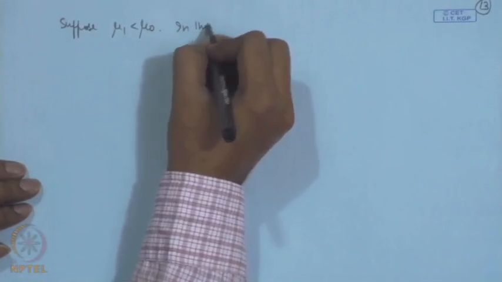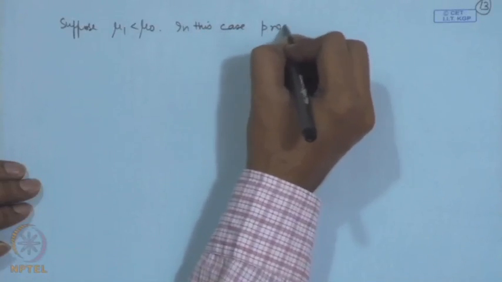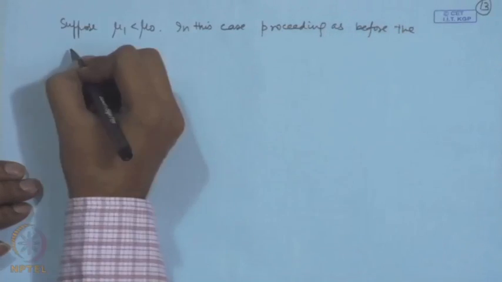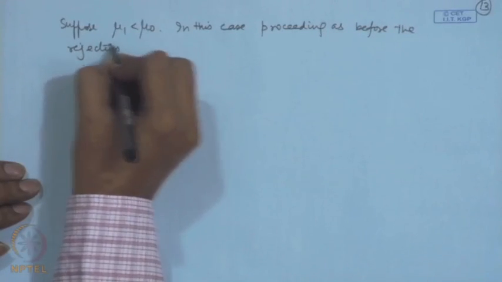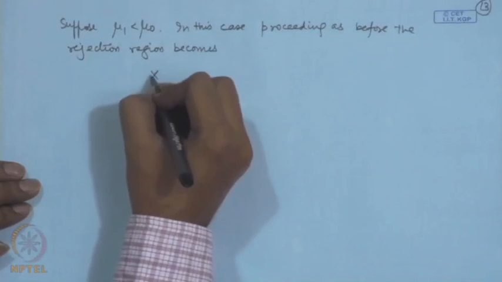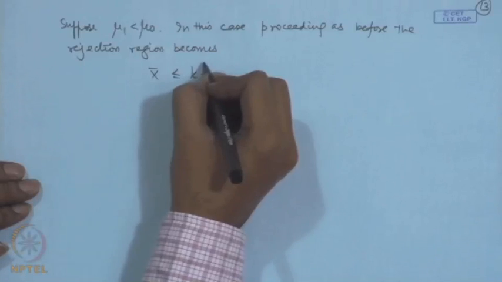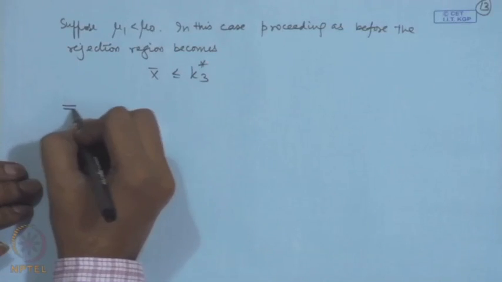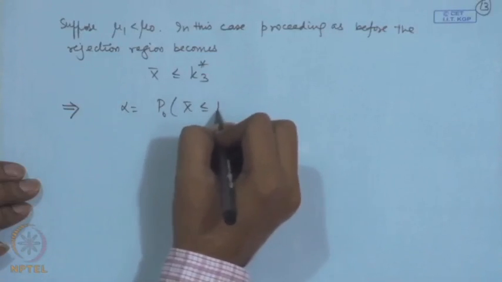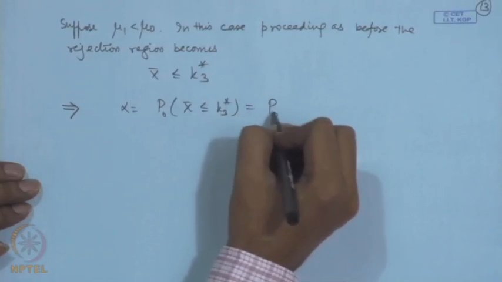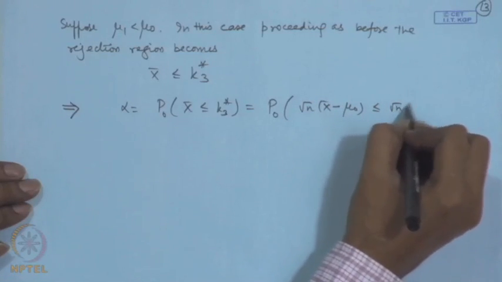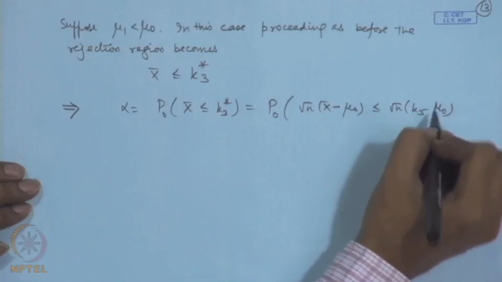In this case, proceeding as before, the rejection region becomes x bar less than or equal to k 3. Let me call it k 3 star. So, in that case, if I consider alpha, this is then reduced to root n times x bar minus mu naught less than or equal to root n times k 3 minus mu naught.